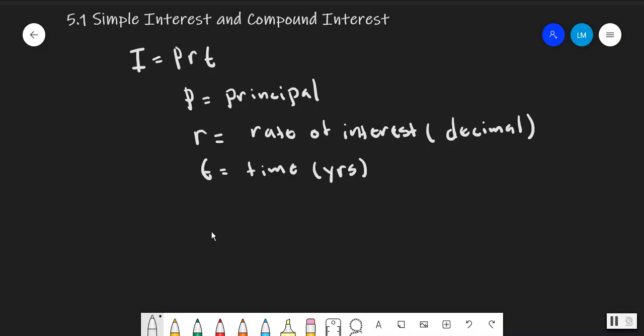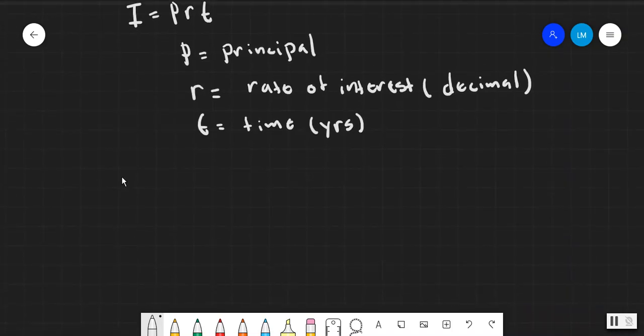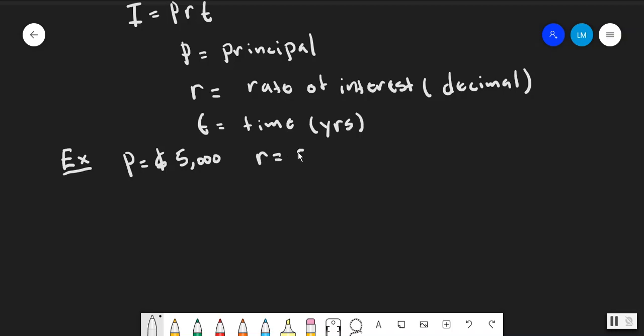One example that we can look at is, let's try to use our formula for simple interest. Let's say that P is equal to 5,000, and let's say that R is equal to 0.095. Now T is going to be 10 months.